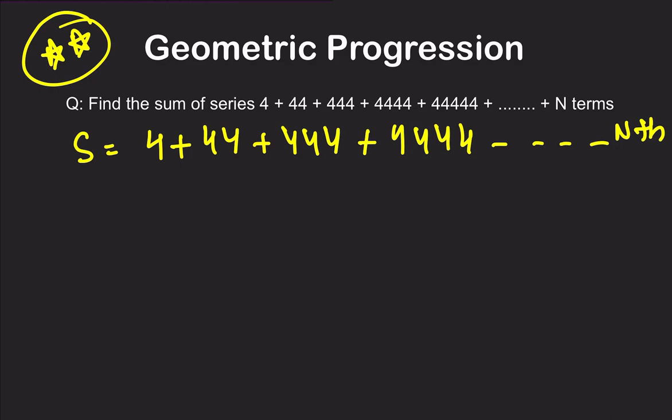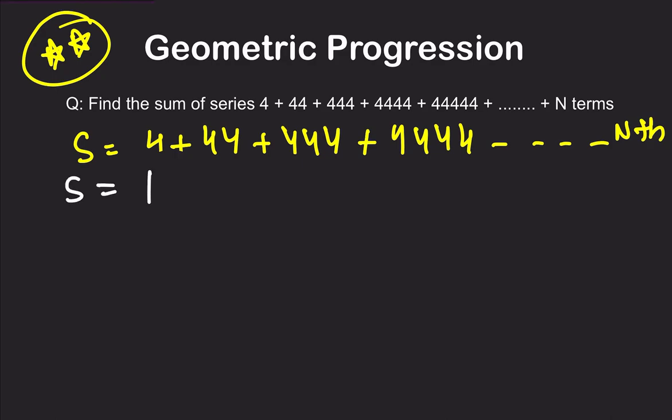Now, if such a series is given to you, how will you calculate the sum of n terms of the series? First thing, is it an arithmetic progression series? No. Why? Because the difference between these is 40, the difference between these is 400, the difference between these is 4000, and so on. So this is not an arithmetic progression series, and we cannot use the arithmetic progression formula. Second, is it a geometric progression series? Again, no. 4 multiplied by 11 is 44, but 44 multiplied by 11 is not 444. So it's not a geometric progression series. So now how will you solve it?